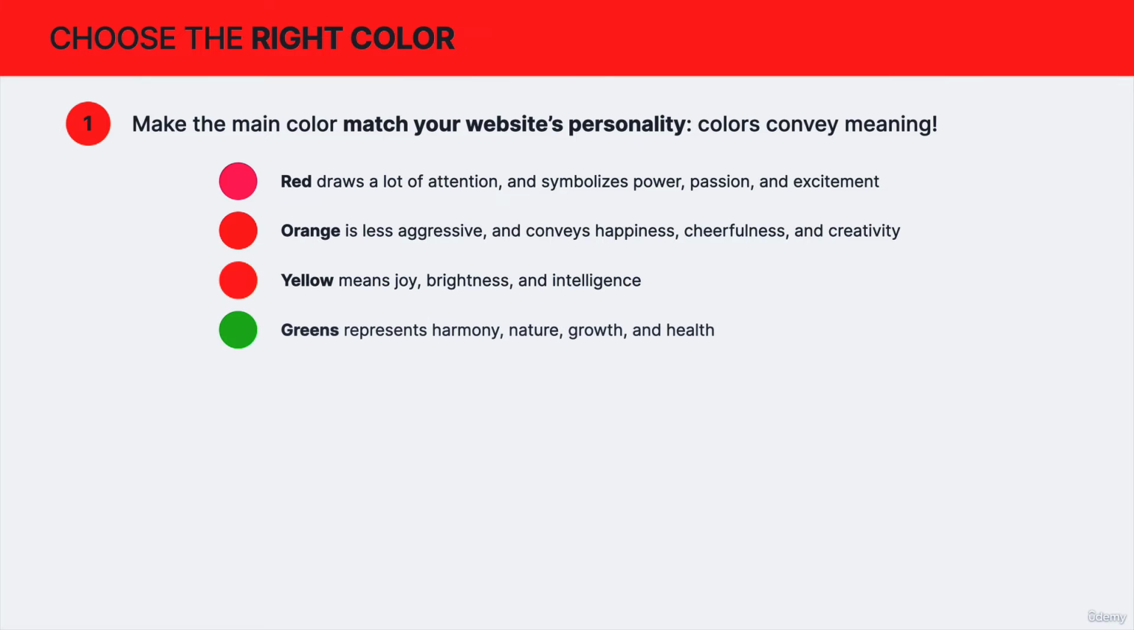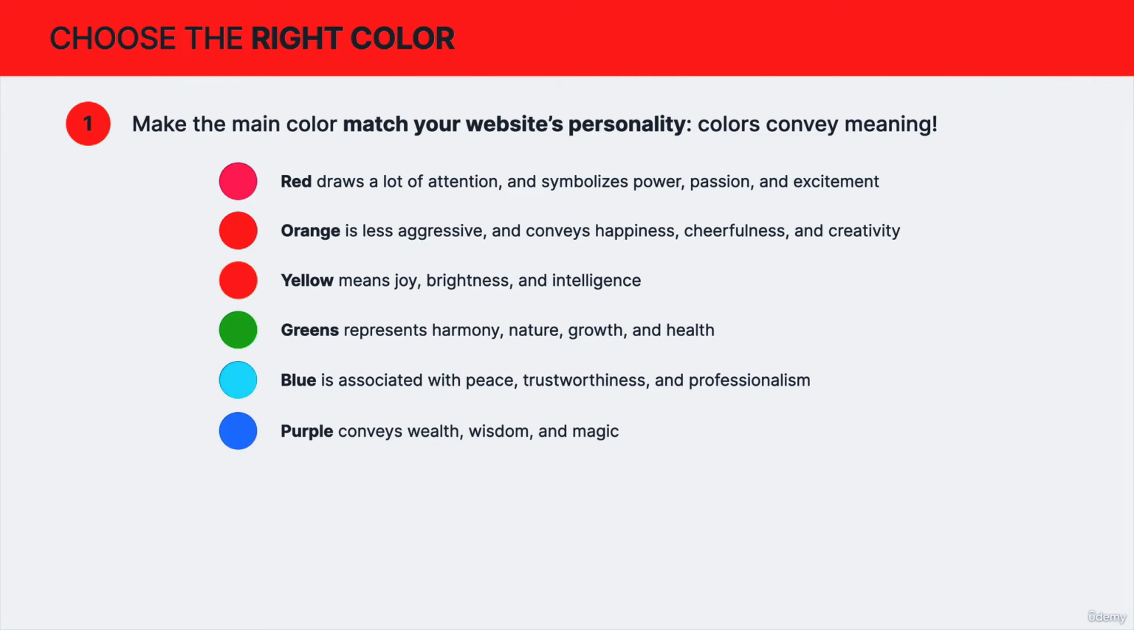Next up, we have green, which is my favorite one, and this one represents nature, growth, and health, and also harmony. Then we have blue, which is probably the most used color in web design, and there's a reason for that. And the reason is that we humans have a tendency of associating blue with peace, trustworthiness, and professionalism. And so these are attributes that websites many times want to convey, and so they then use this color because, well, it works.